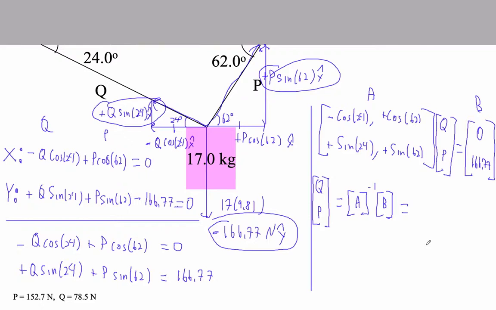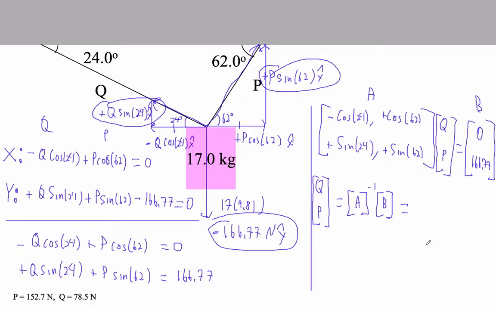So minus cos 24, right arrow, cos 62. Hit the right arrow, it just takes you through them, right? Sine 24, right arrow, sine 62. Okay, so now I'm done with this matrix. I'm going to go to the right, so I hit the right arrow. And then I hit the x to the minus 1 button. It's on the left side. It's 1, 2, 3, 4 down, right?